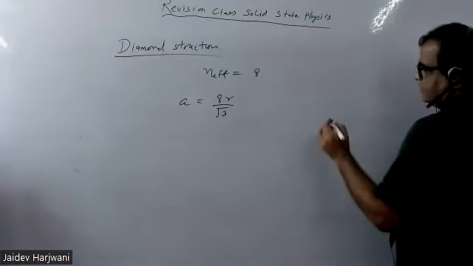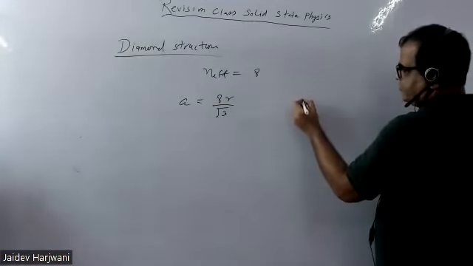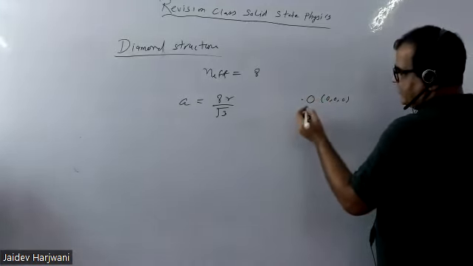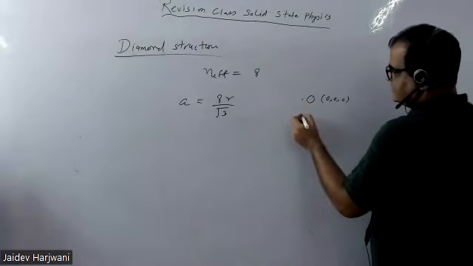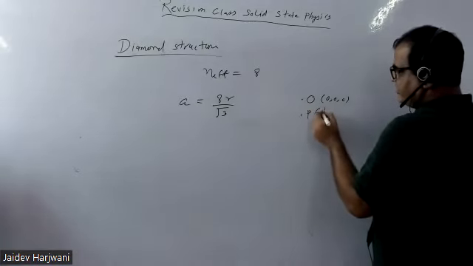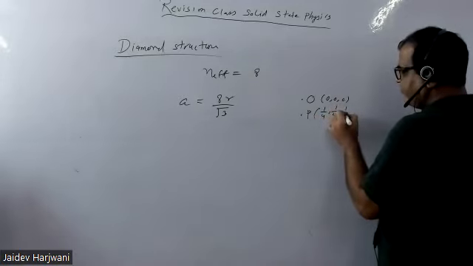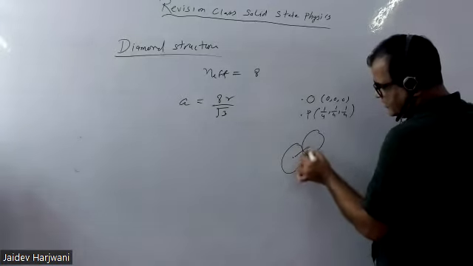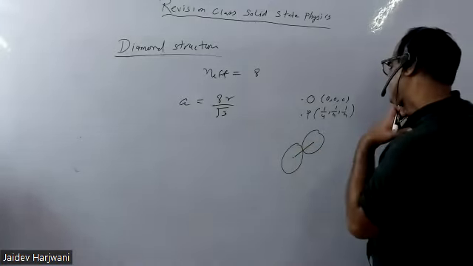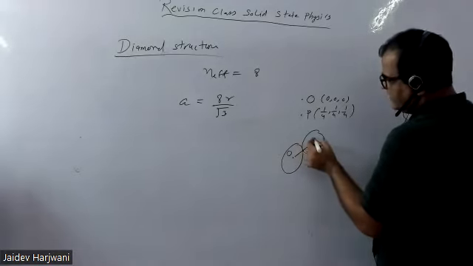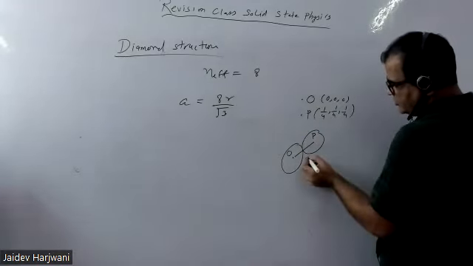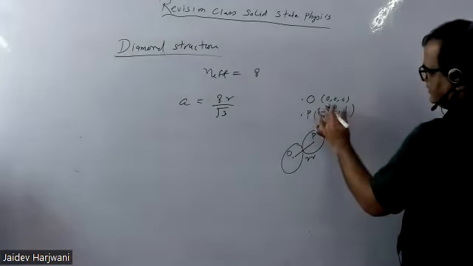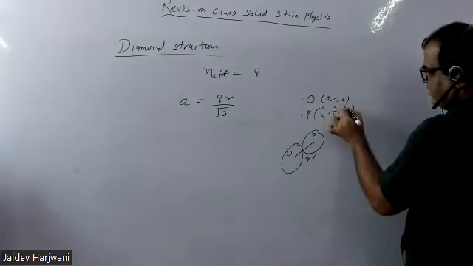Okay, so one atom is at origin 0, 0, 0, and another carbon atom is at a point P, whose coordinates are 1 by 4, 1 by 4, 1 by 4. So two atoms are touching each other. Say this is atom O as origin, and this atom is P. So this distance is 2R, and this is A by 4, A by 4, A by 4.